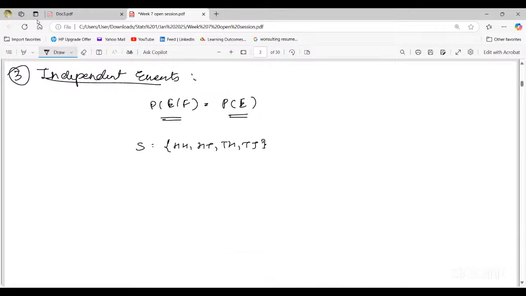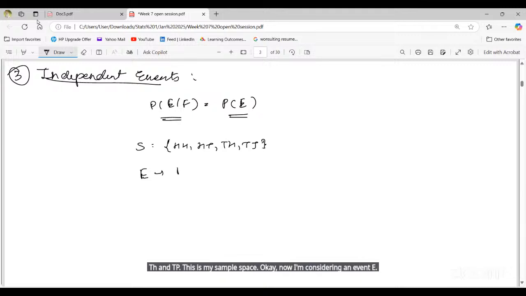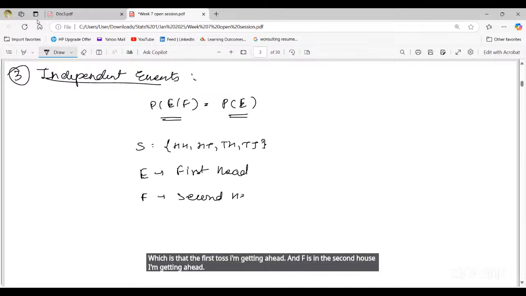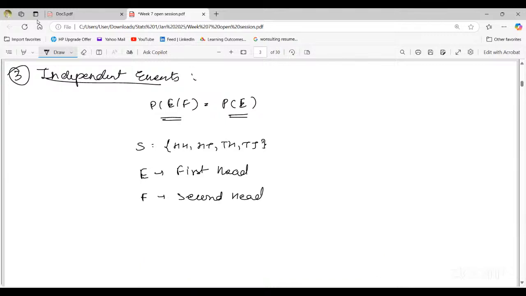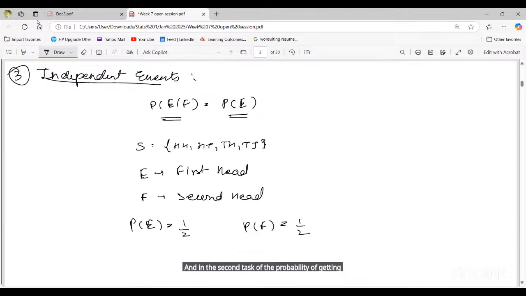Now I'm considering an event E, which is that in the first toss, I'm getting a head, and F is that in the second toss, I'm getting a head. These are my events. So in the first toss, the probability of getting a head is 1/2. And in the second toss, the probability of getting a head is 1/2.